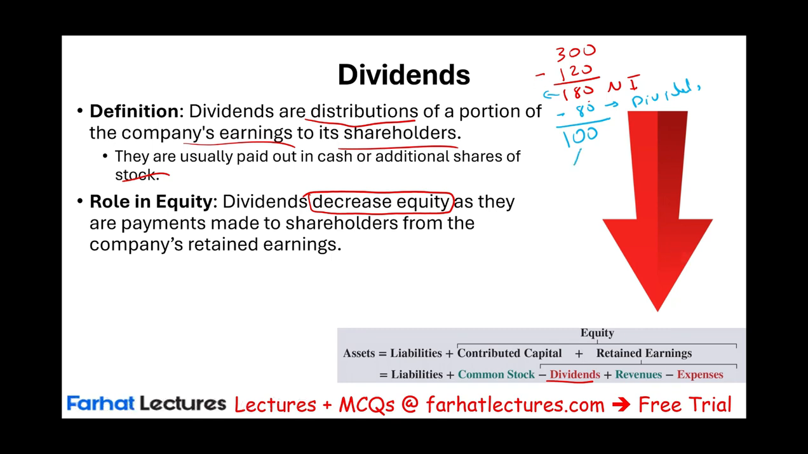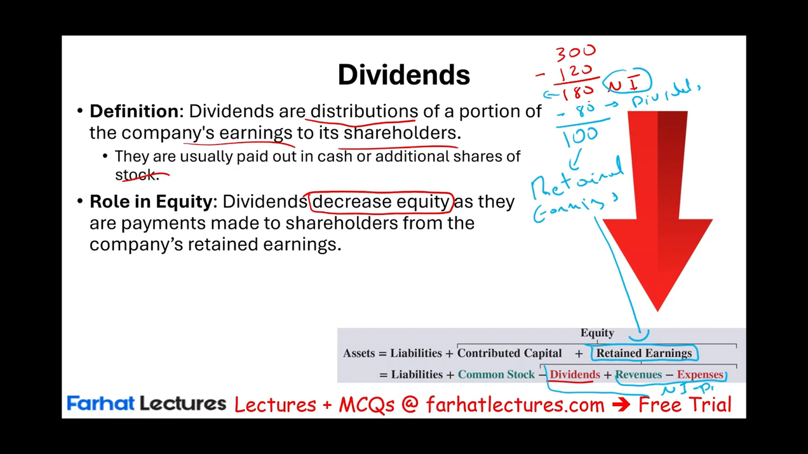We call this $100, what I kept, guess what? Very illustrative name, retained earnings. It's what I kept, retained earnings. So what is retained earnings? Retained earnings is revenue minus expenses, which is net income, minus the dividend, all these three together. So net income minus the dividend is retained earnings.